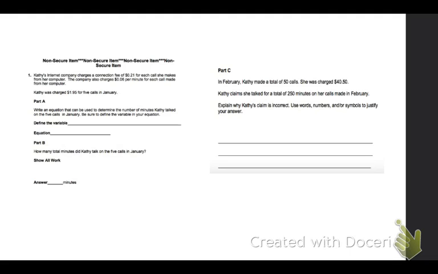Kathy was charged $1.95 for 5 calls in January. Write an equation that can be used to determine the number of minutes Kathy talked on her 5 calls in January. Be sure to define the variable in your equation. How many minutes did Kathy talk on the 5 calls in January? Part C, in February, Kathy made a total of 50 calls and was charged $40.50. Kathy claims she talked for a total of 250 minutes on her calls made in February. Explain why Kathy's claim is incorrect. Use numbers, words, and/or symbols to justify your answer. This also goes under math process in some number sense because you're going to be dealing with decimals again and working your way through. So be careful and use your calculator.